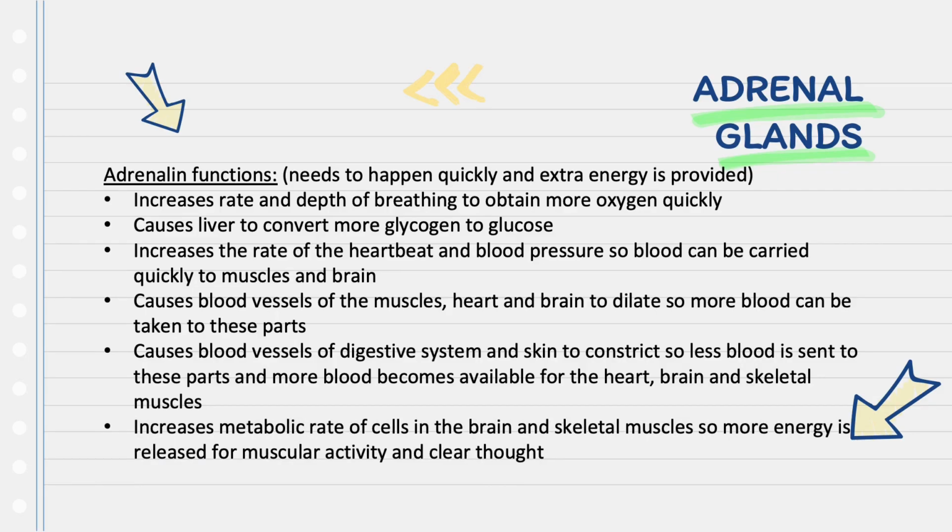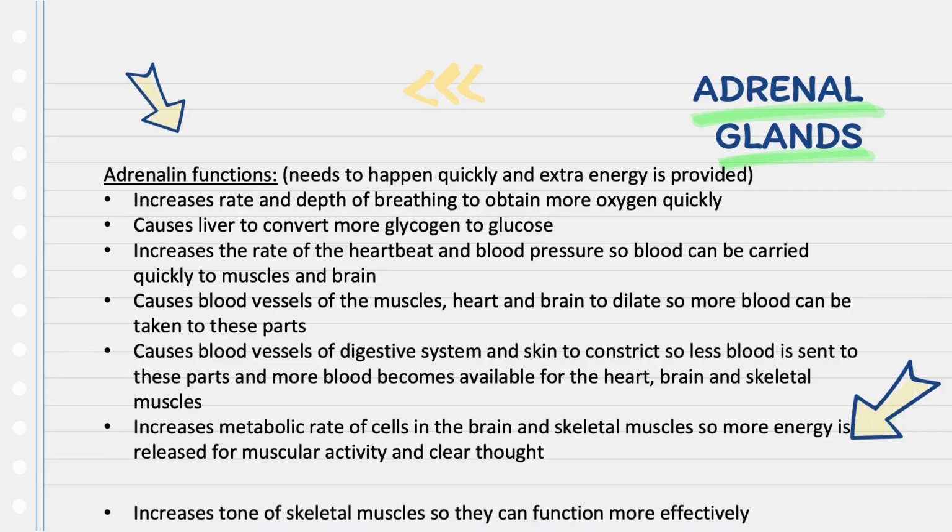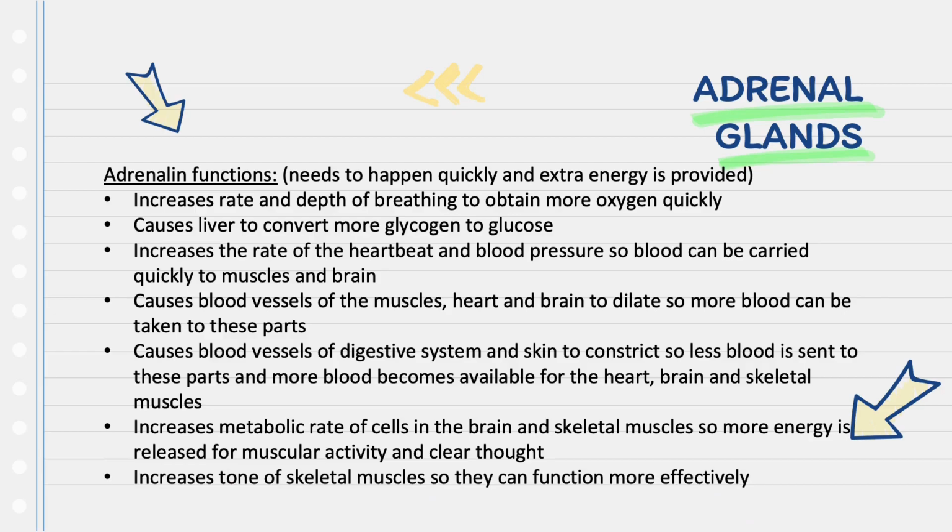Adrenaline increases metabolic rate of cells in the brain and skeletal muscles, so more energy is released for muscular activity and clear thought. It increases the tone of skeletal muscles so that they can function more effectively.